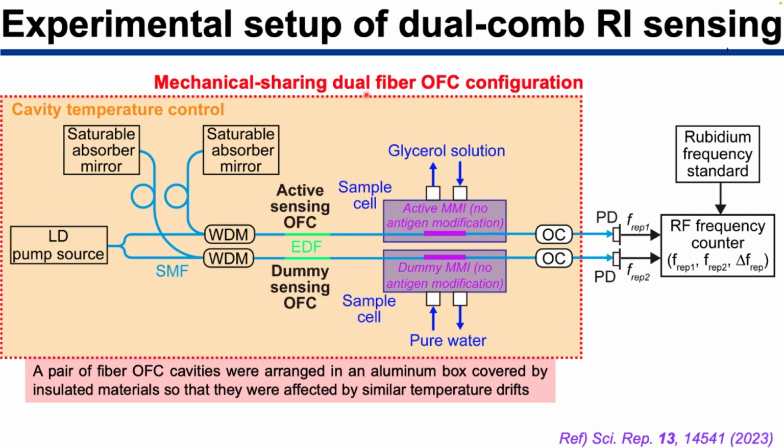For the mechanical sharing dual fiber OFC configuration, a pair of fiber OFC cavities were arranged in an aluminum box covered by an insulating material so that they were affected by similar, common-mode temperature drift. And then FREP1 in the active OFC and FREP2 in the dummy OFC are measured by RF frequency counters synchronized to a frequency standard. Finally, we calculate the frequency difference between them as a delta FREP.